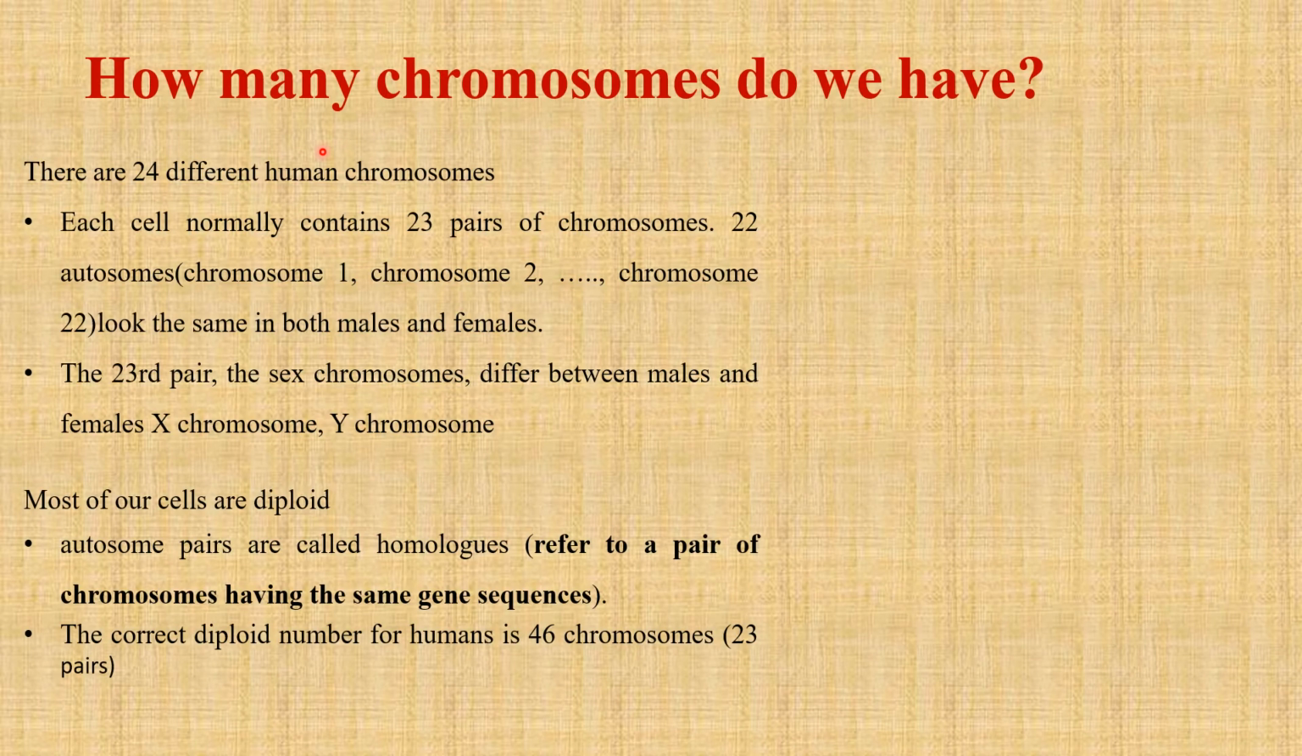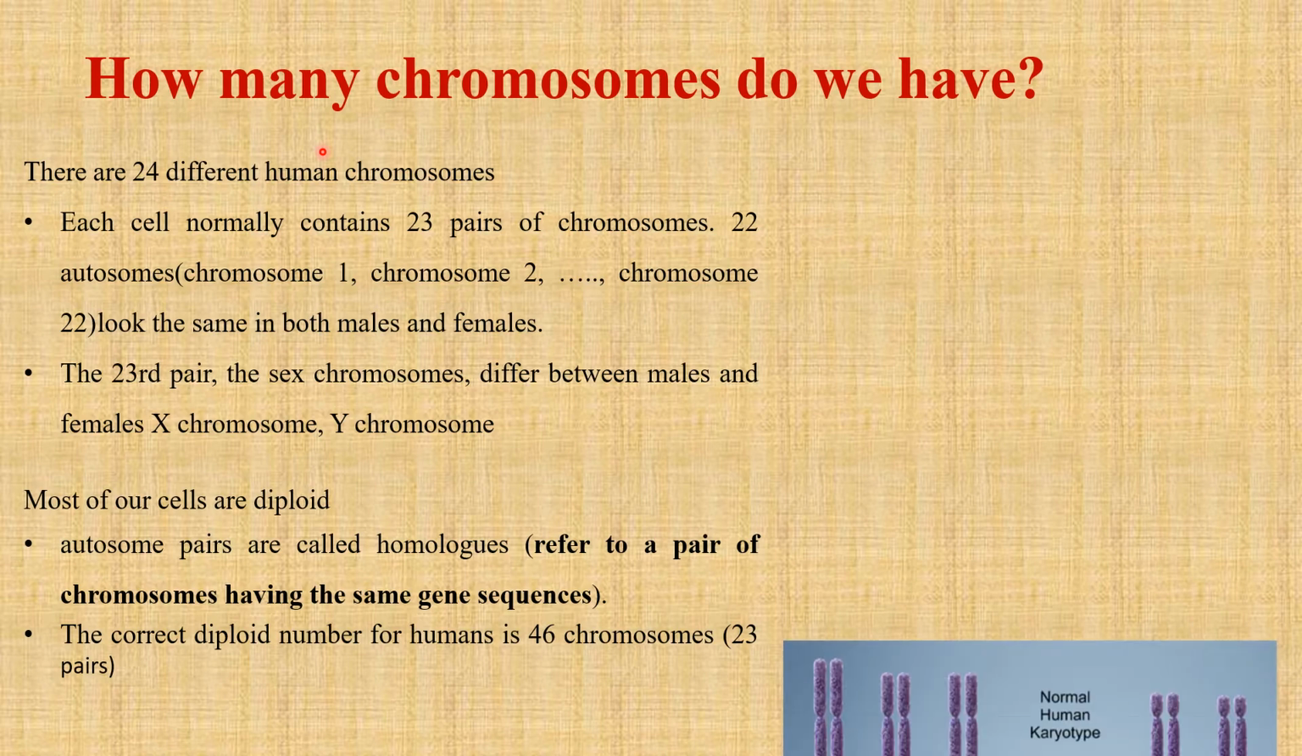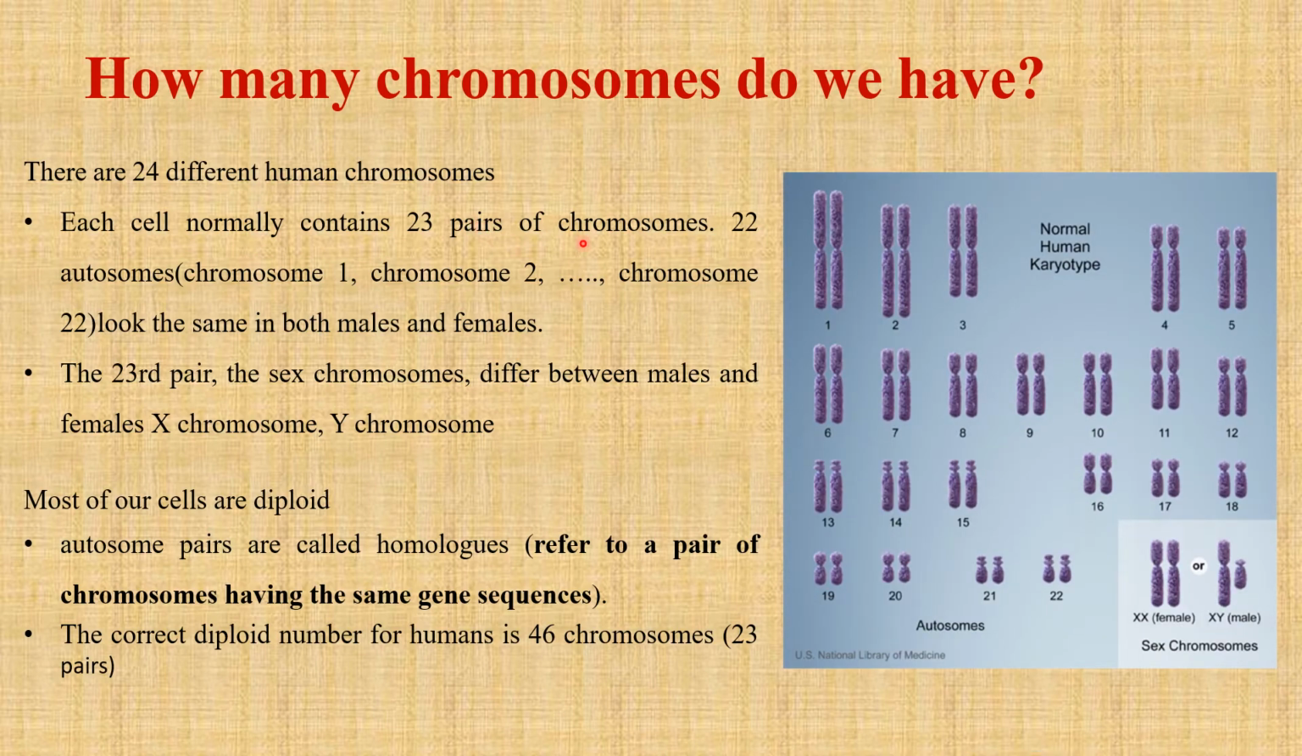How many chromosomes do we have? There are 24 different human chromosomes. Each cell normally contains 23 pairs of chromosomes, 22 autosomes, which look the same in both males and females. See, these are the autosomes. They look the same in both males and females. And the 23rd pair is the sex chromosomes, XX and XY. The sex chromosomes differ between male and female. In males, there is an X and a Y, and in females we will find X and X chromosomes.